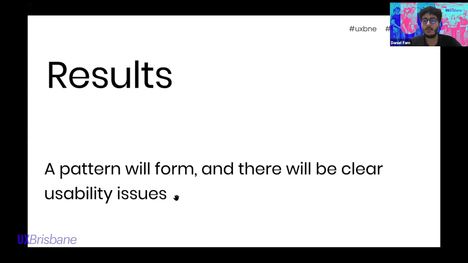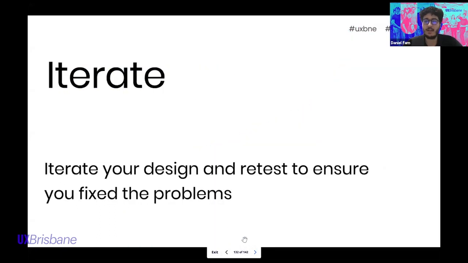So with the results, you're pretty much going to end up with three ways to go. The first way is, once you get your findings and you've created this pattern, you're going to iterate your design. That pretty much means that you're going to find all these usability issues that the users went through and try to fix them, and then take it back out and retest it to make sure that you have fixed those issues.